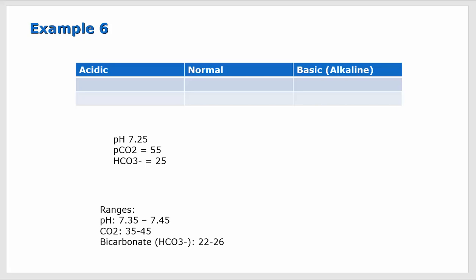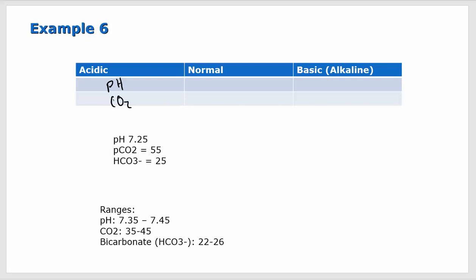All right, one more, and then we'll stop. So pH 7.25, acid. We'll do this one and then quit. All right, 7.25, so that's going to be acid pH. This can be fun after a while. Carbon dioxide is 55, so that's also CO2 is over here.